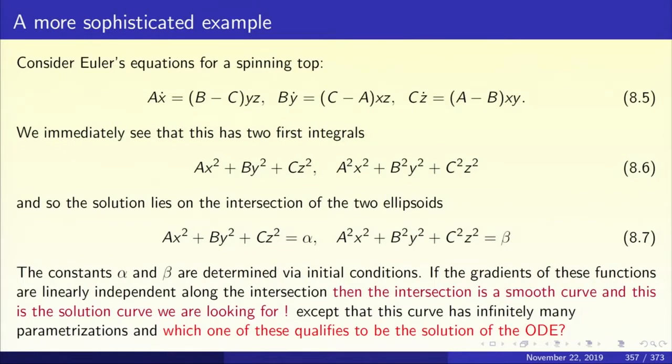Now let's do something slightly different. Multiply the first equation in 8.5 by A x, the second by B y, and the third by C z, and then add up. The same rigmarole will now give you that A squared x squared plus B squared y squared plus C squared z squared is constant. So now we have two first integrals, 8.6. So we must set them equal to constants. They are constant along solutions, but our solutions come equipped with initial conditions. So plugging in the initial conditions, we can fix the values of the constants. Let the values of the constants be alpha and beta.